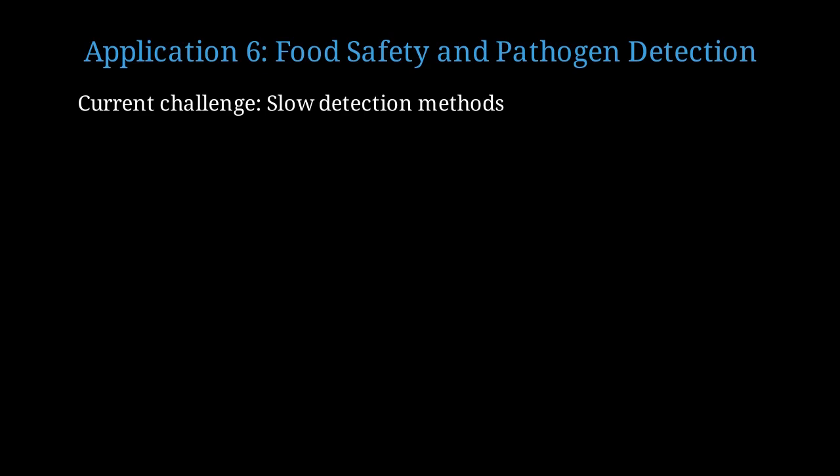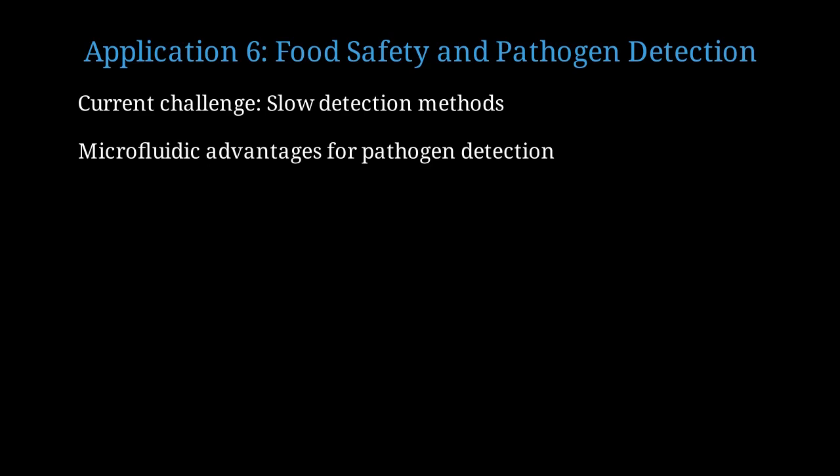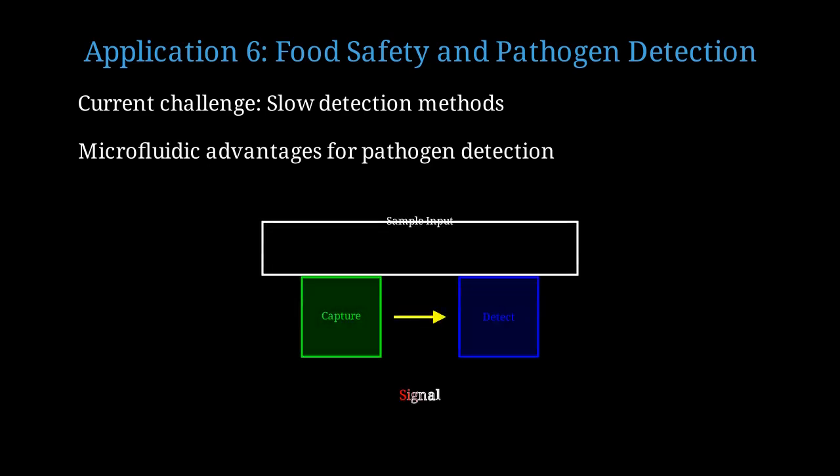Our sixth application addresses food safety through rapid pathogen detection using microfluidic biosensors. Traditional microbiological methods for detecting pathogens can take several days. Microfluidic devices can detect pathogens in hours or even minutes. A microfluidic biosensor typically has a capture zone where specific antibodies bind the target pathogen, followed by a detection zone where the binding event is transduced into a measurable signal.